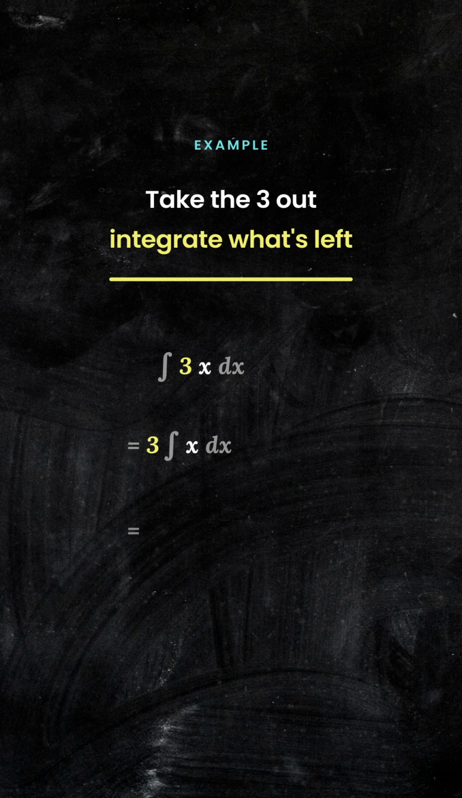Example, if we have 3 times x that we want to integrate, we can take the 3 outside and integrate the x. The result comes out here. Then we take the 3 and multiply it by the result, and it comes out to 3x squared over 2. Then we take the 3 and multiply it by the c as well, but 3 times the constant c will come out as the constant c itself, because we don't know its value, but we know it's a constant.